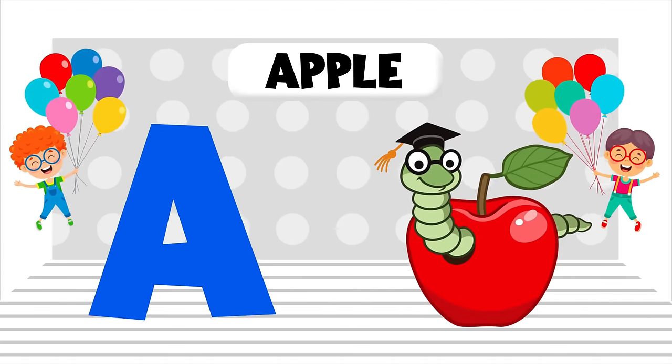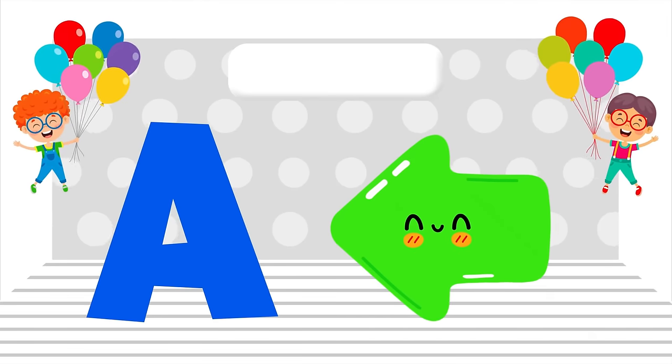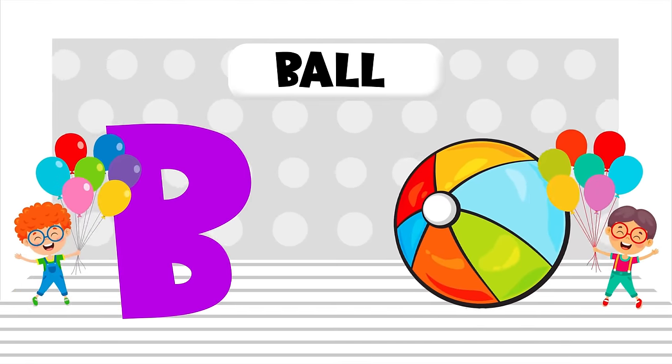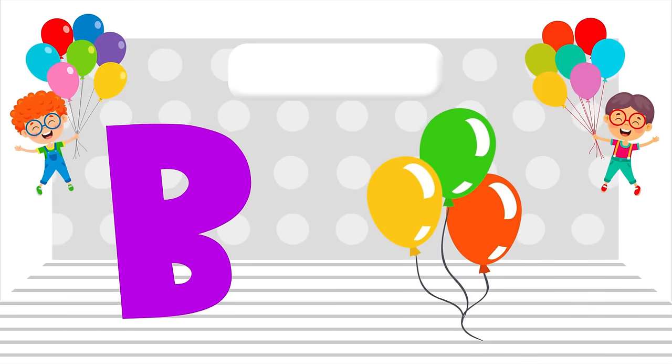A is for apple. A, a, apple. A is for arrow. A, a, arrow. A is for apple. A is for arrow. B is for ball. B, b, ball. B is for balloon. B, b, balloon. B is for b, b, b, ball. B is for b, b, b, balloon.